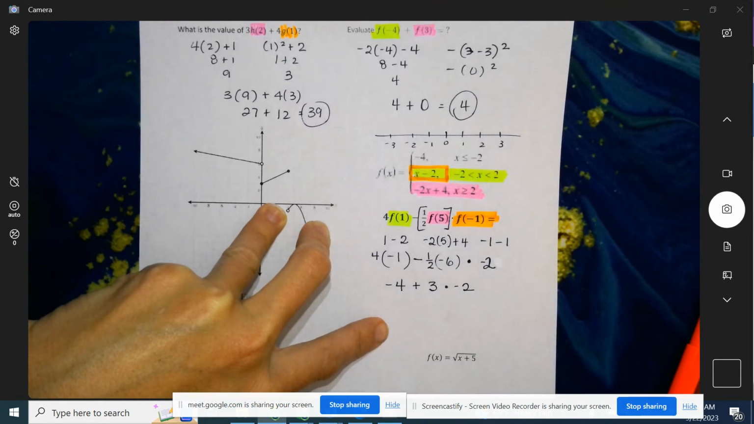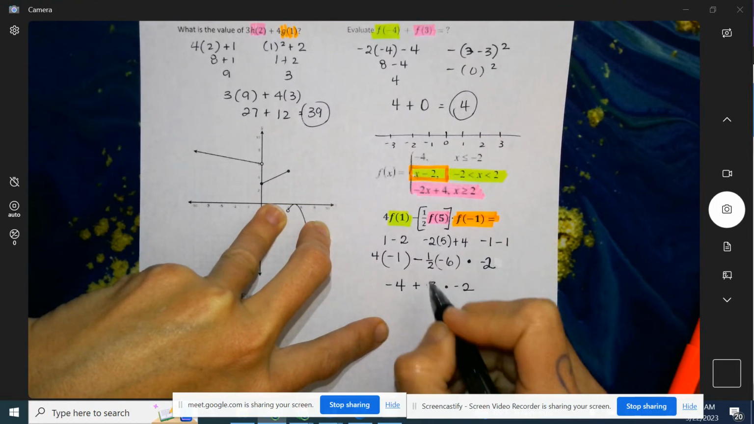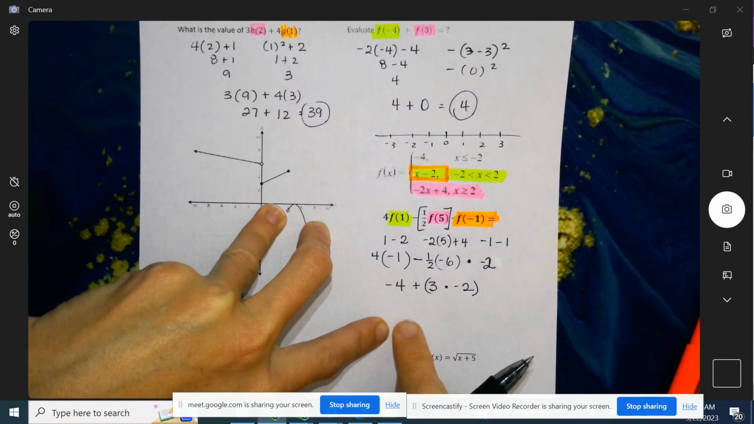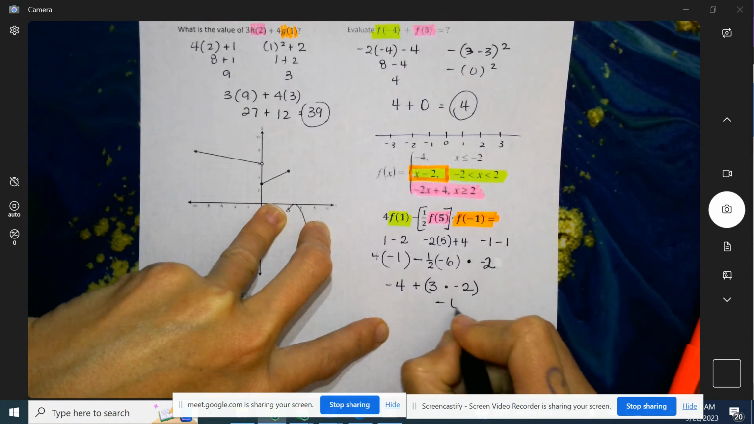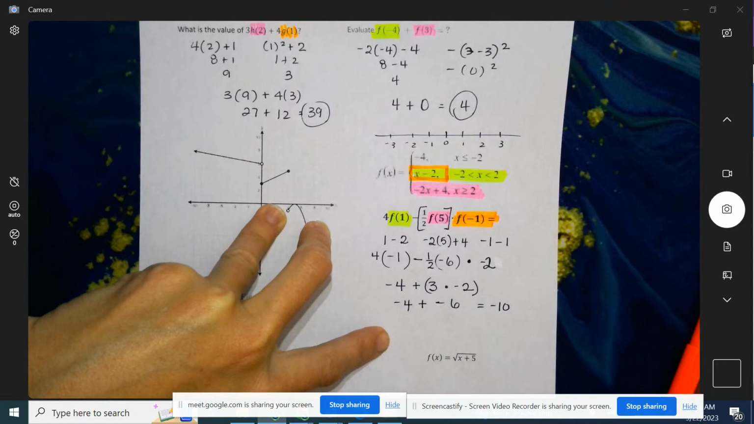Order of operations, and it's just formatting. It could be 4 plus these two multiplied by each other. So we're going to multiply first: parentheses, exponents, multiply and divide left to right, and then add, subtract. So that's going to give me a negative 6 plus a negative 4, and our answer is going to be a negative 10.